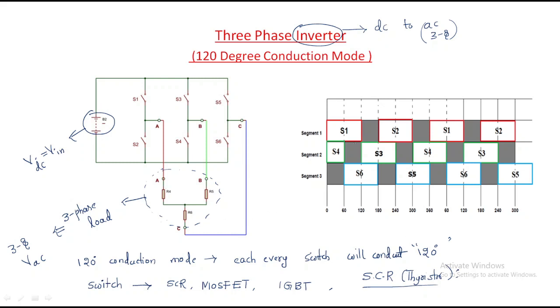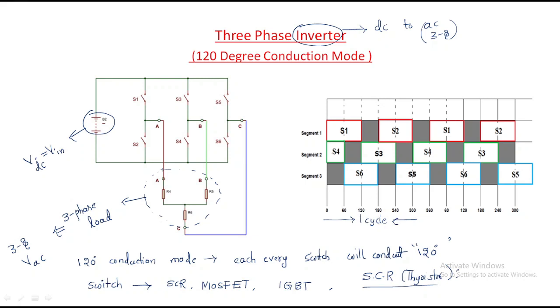Now we will enter into the operation of the switches. The operation of the switches is decided by the conduction mode. Look here. This is 0 to 360 degrees, and 0 to 360 is one complete cycle. Understand?